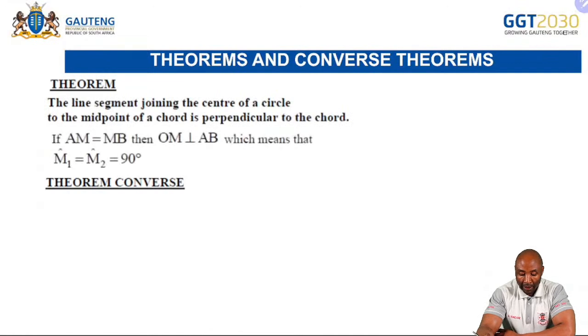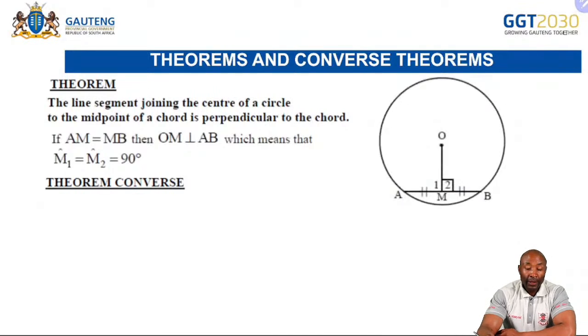These are the theorems that we have learned. We know that the line segment joining the center of a circle to the midpoint of a chord is perpendicular to the chord. That is the diagram that we are having there. And there we are given that AM is equal to MB. Our aim in most cases will be to prove that M1 and M2 are 90 degrees.